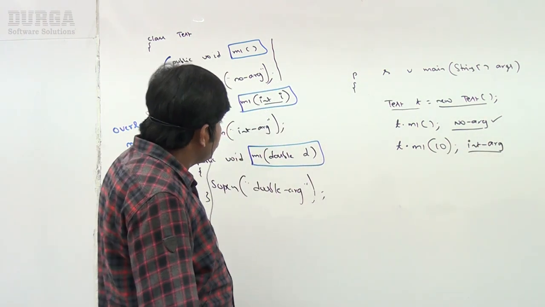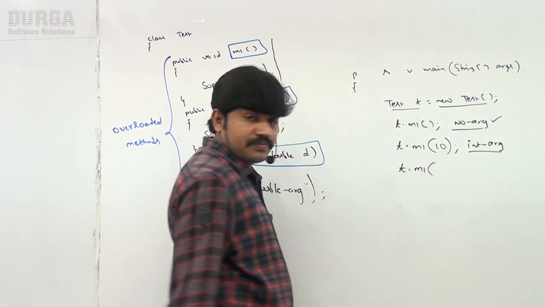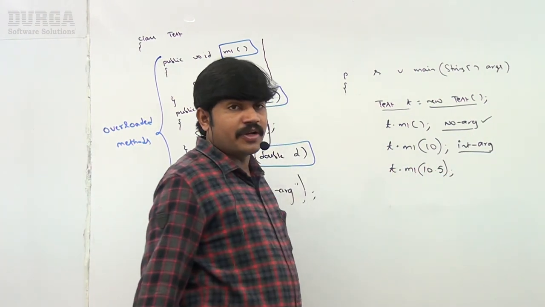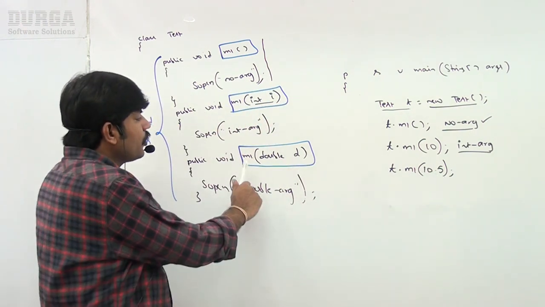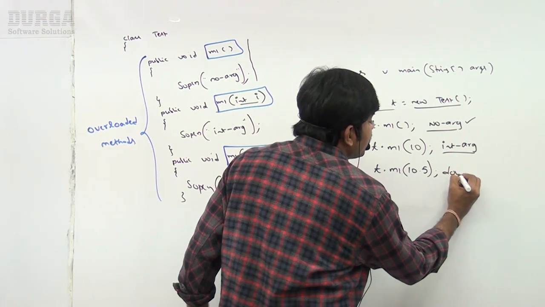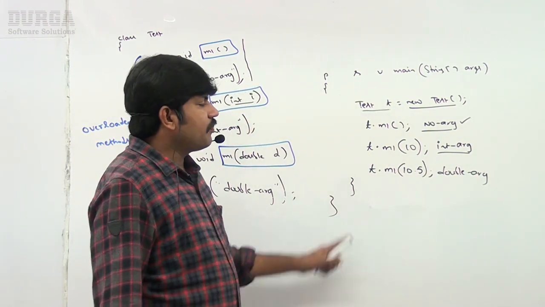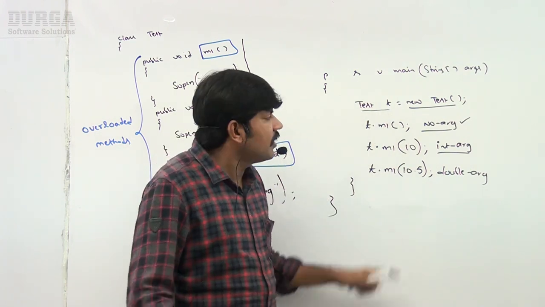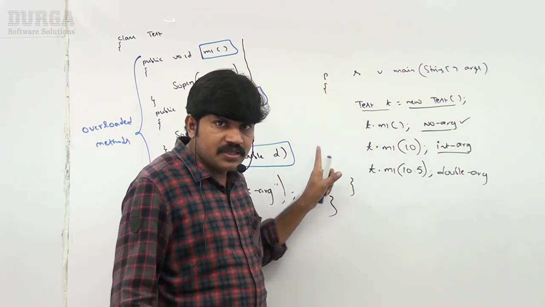Observe that. Similarly, t.m1(10.5). 10.5 is by default what type? Double type. Now the m1 method which can take a double as the argument, the corresponding method, will get the chance. Observe that a bit very carefully. Sir, based on the argument type and the reference, the corresponding method will automatically be executed by default. I hope it is clear for all of you, right?